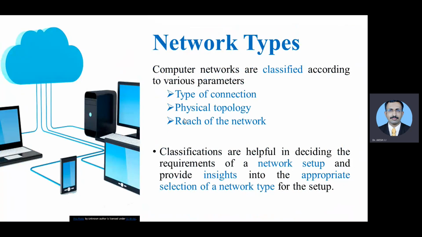Then it is the reach of the network: how the network connectivity can be established and how you can look into those things. So these are the three parameters on which network types are classified: type of connection, physical topology, and reach of the network, or you can call it network visibility. Classification helps in understanding the requirements of the network, and it can provide insights for appropriate selection of networks according to the requirement.